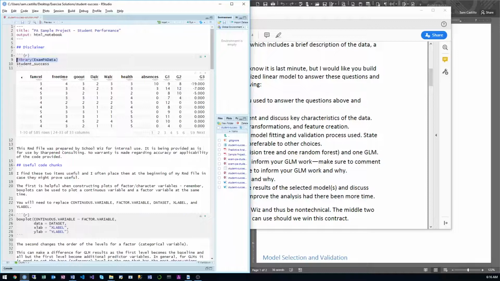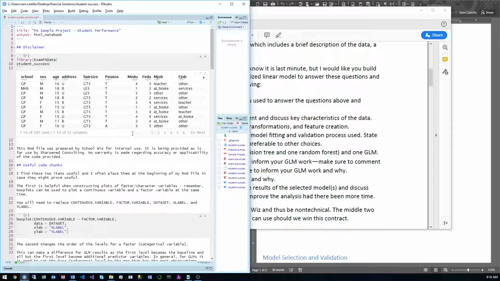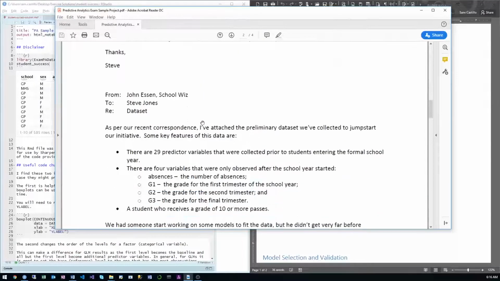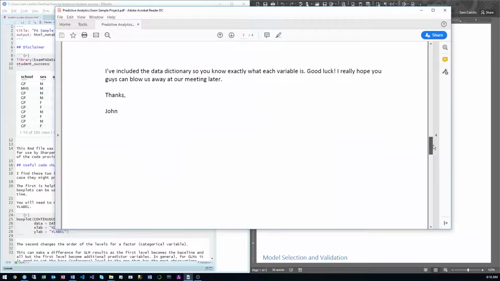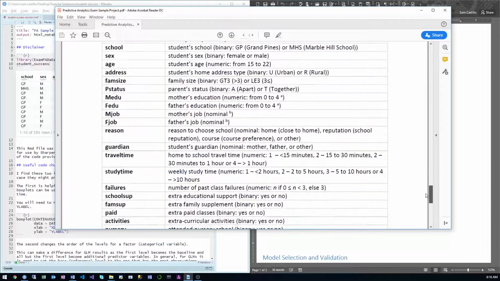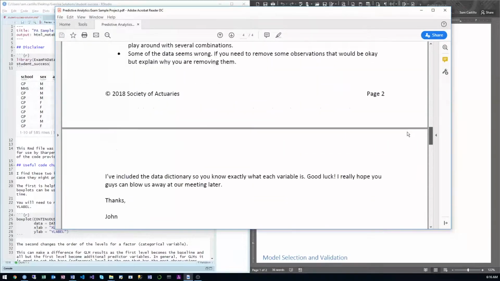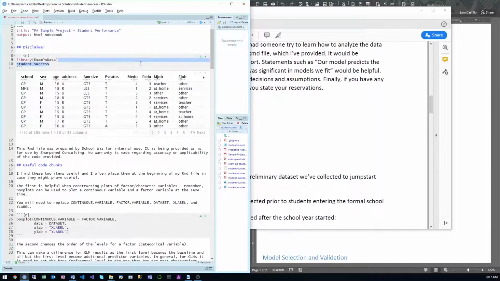So I've loaded the data, and I can look here at the 29 columns. Unlike the hospital readmissions project, they don't have a list of tasks. The tasks are basically contained in the project statement and in this RMD file.